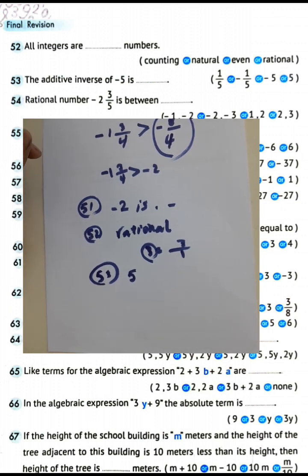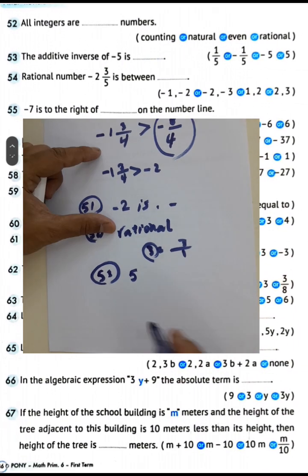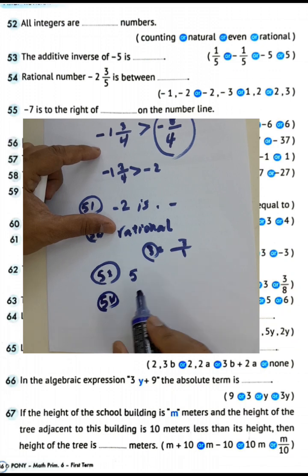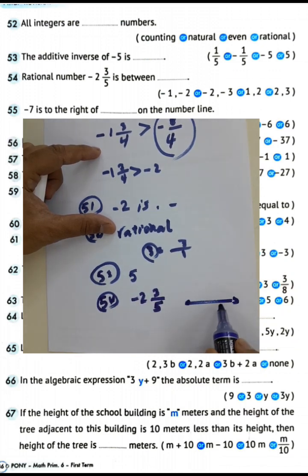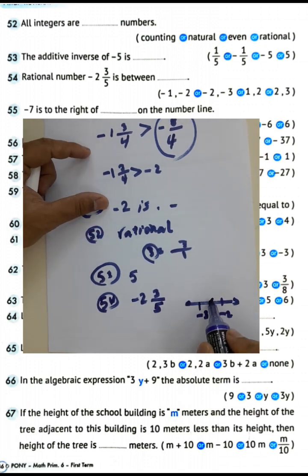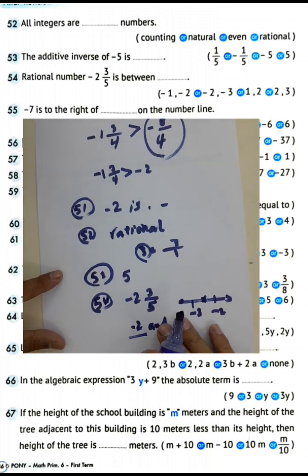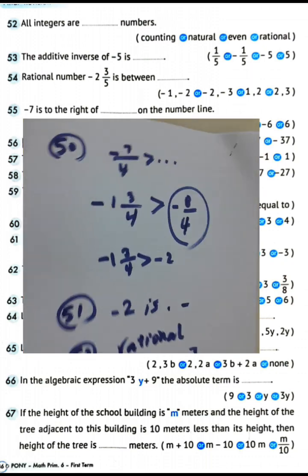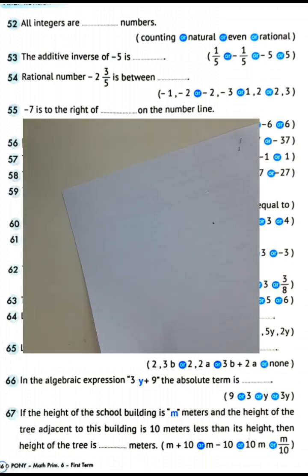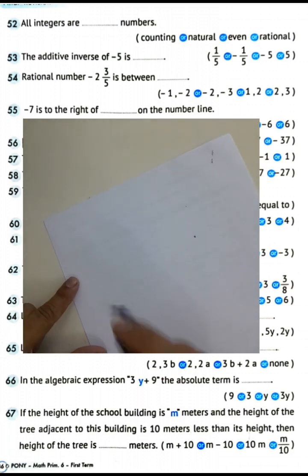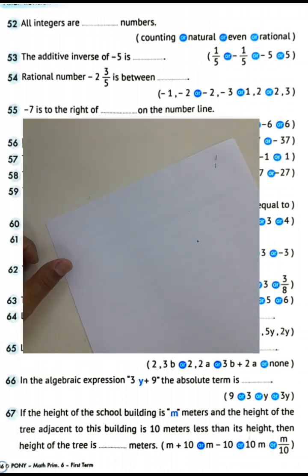Question 54, the rational number negative 2 and 3 over 5 is between space. We have negative 2 and 3 over 5. It lies between negative 2 and negative 3. Choose negative 2 and negative 3.